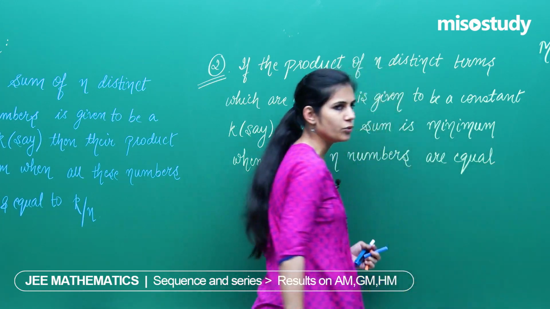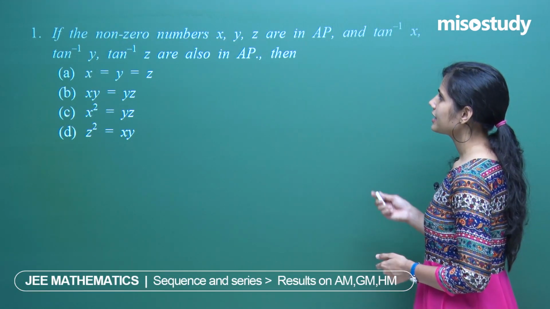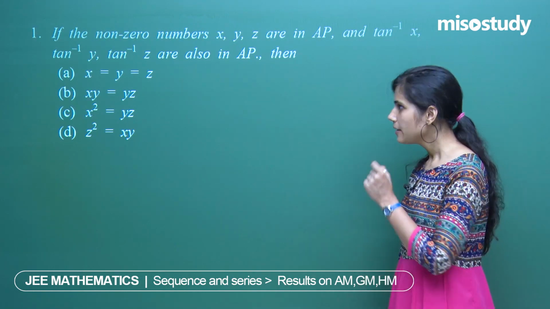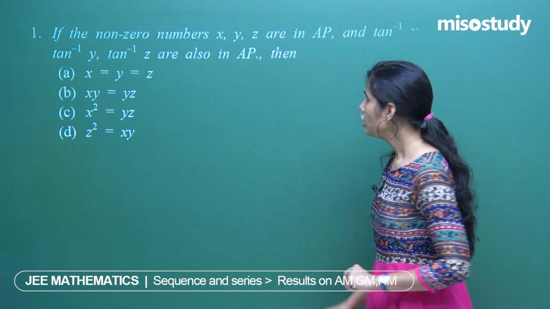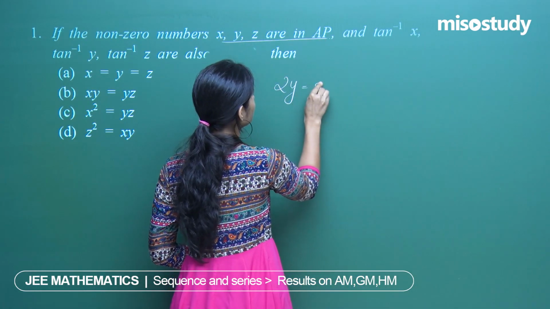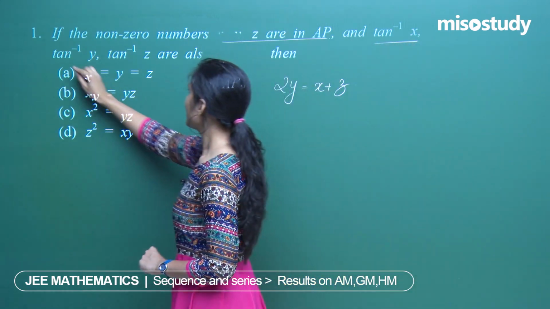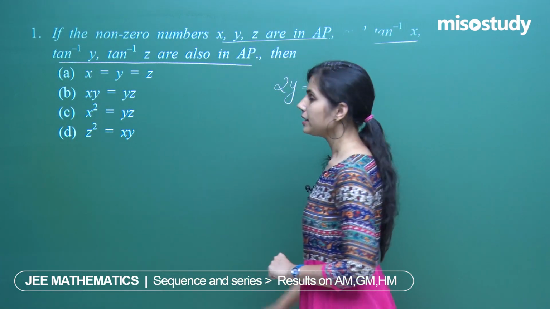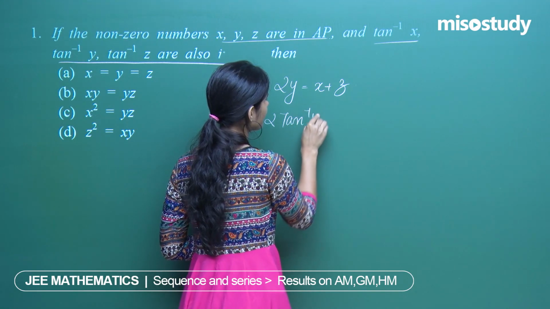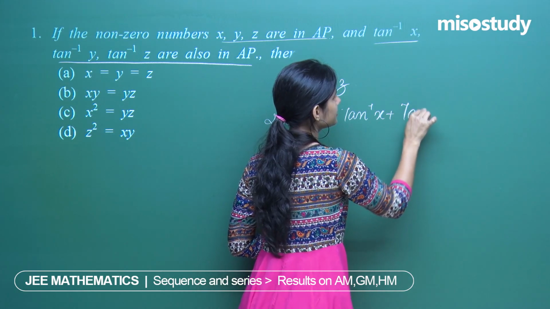The first question says that if the three non-zero numbers x, y and z are in AP, and tan inverse x, tan inverse y, tan inverse z is also in AP, then what is the relationship between these three numbers? So if x, y and z are in AP, that means twice y is equal to x plus z. And if tan inverse x, tan inverse y and tan inverse z are also in AP, that means again that twice tan inverse y is equal to tan inverse x plus tan inverse z.